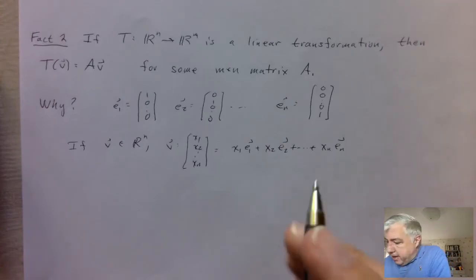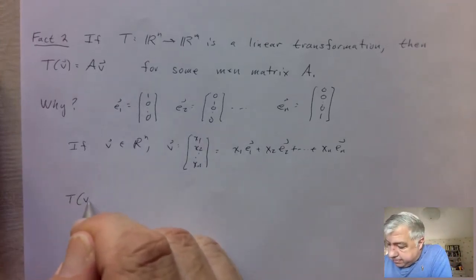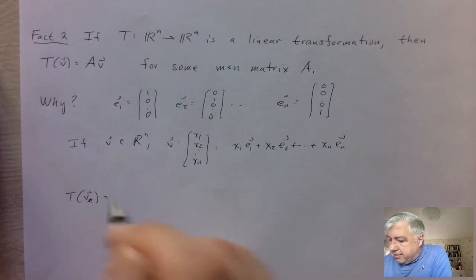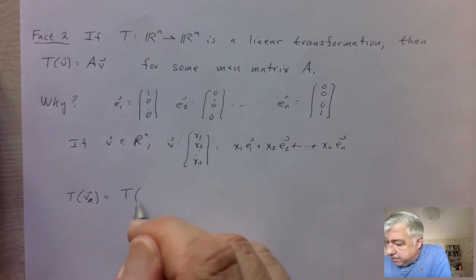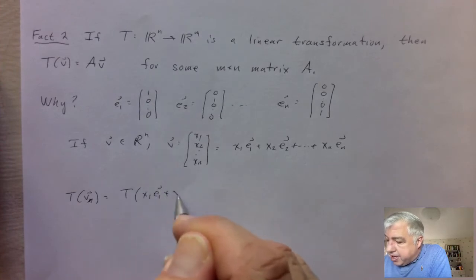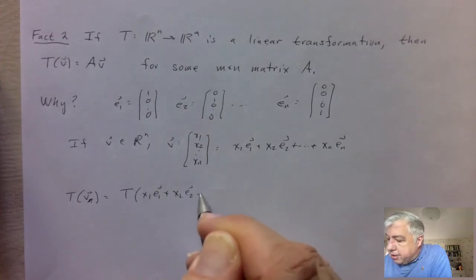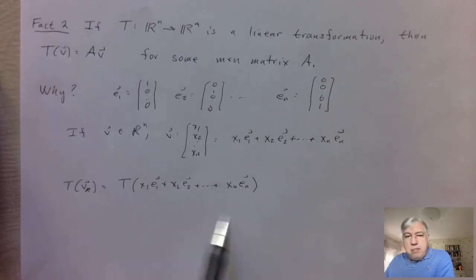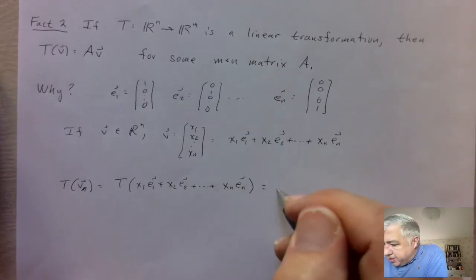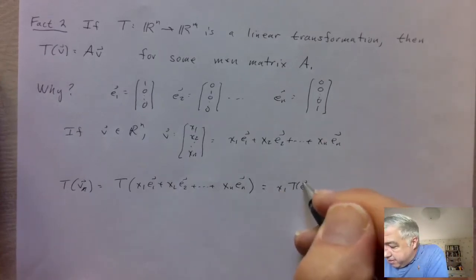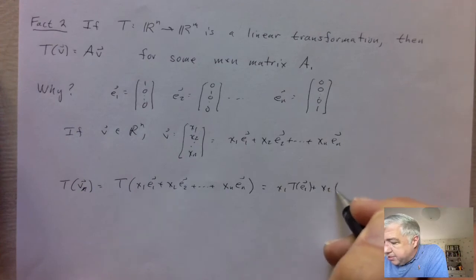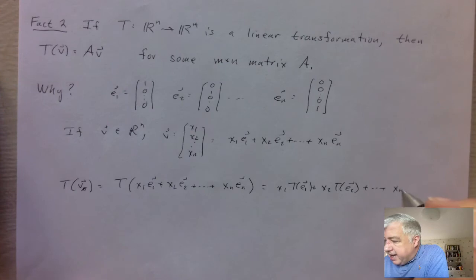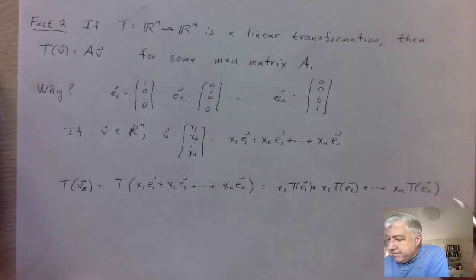And then T of V is just going to be T of x1 E1 plus x2 E2 plus dot dot dot xn En. And then by the properties of linear transformations, this is x1 T of E1 plus x2 T of E2 plus dot dot dot xn T of En.